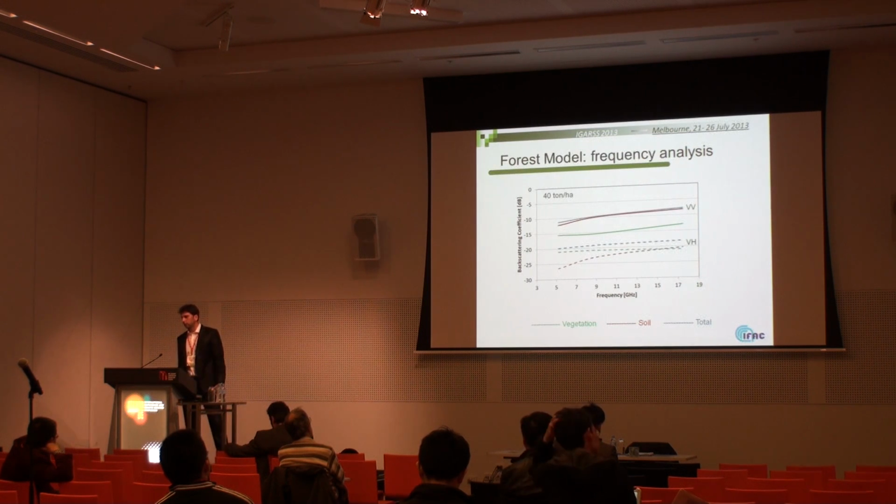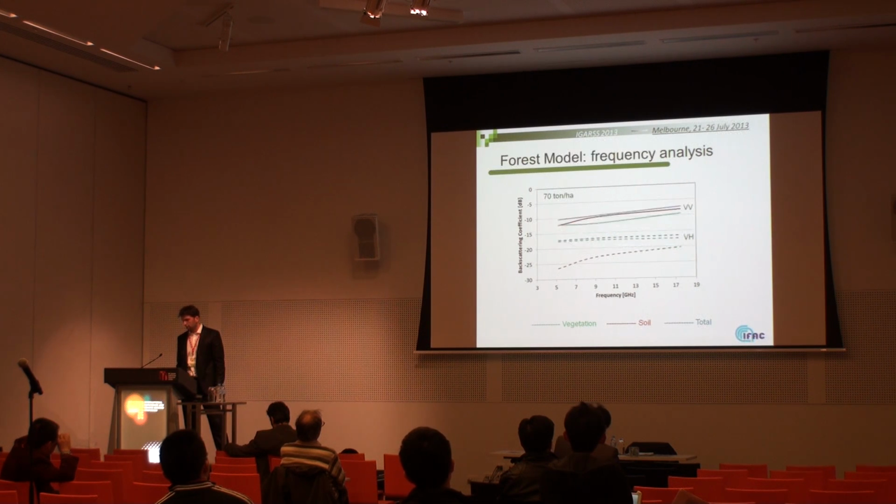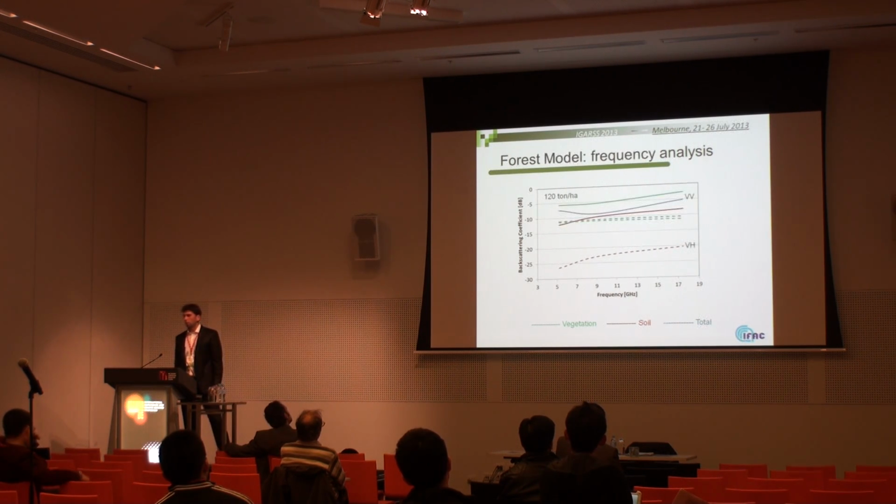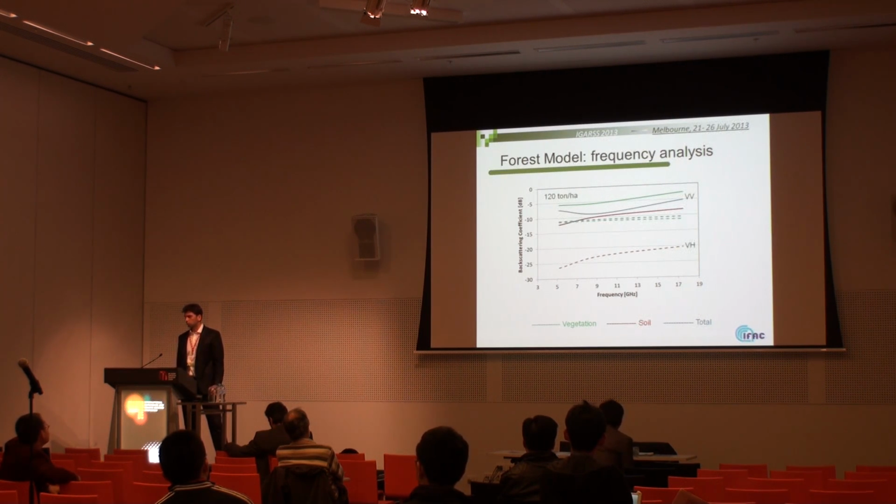Here there is the sensitivity to frequency from the model. You can see that the scattering increases when the frequency increases, for VV and VH polarization. This is for lower biomass, 40 tons per hectare. Increasing the biomass, the vegetation component increases. You can see here that the vegetation level is higher. And in the Ku band, at higher values of biomass, the vegetation component gets higher. This vegetation component is the value relative to the vegetated part.